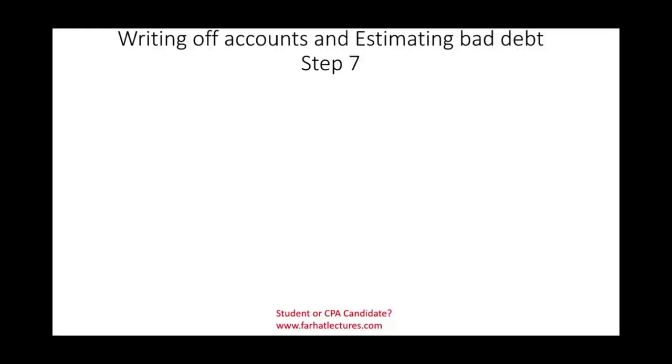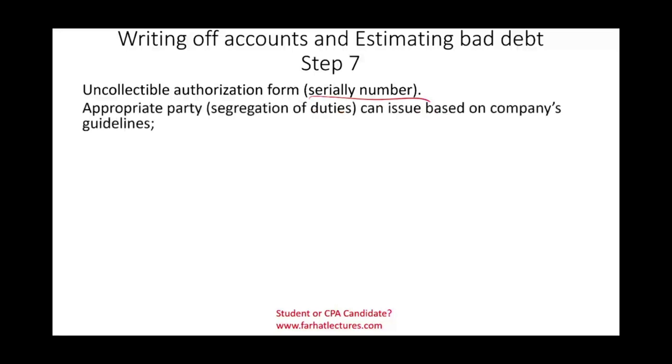Step 7 in the process is writing off accounts and estimating bad debt, and hopefully you don't want that to happen, but that's part of selling on credit. In uncollectible authorization, they should all be serially numbered, pre-numbered. So every time we write off an account, the appropriate party here can issue the write-off based on the company's guidelines, whatever those guidelines are. But someone is following the guidelines, and that person has no incentive.